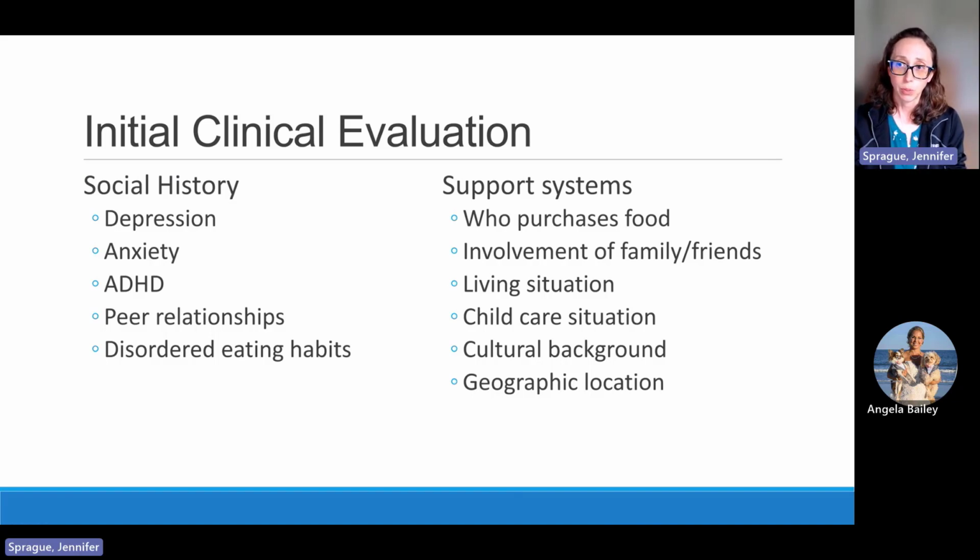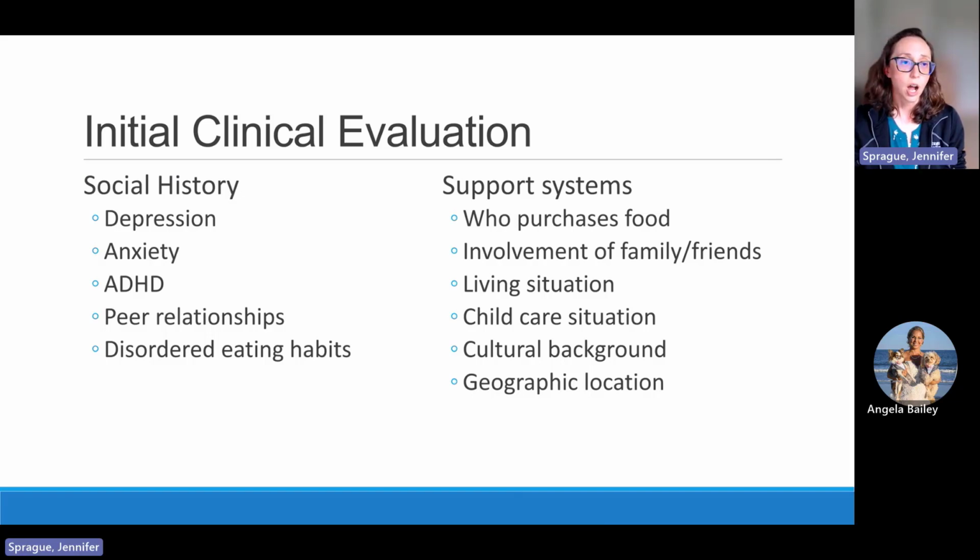So social history, particularly paying attention to mental health concerns like depression, anxiety, ADHD, but also thinking about peer relationships, disordered eating habits, and what is their support system? Who is purchasing the food? What is the involvement of family and friends? What's the living situation or childcare situation like?